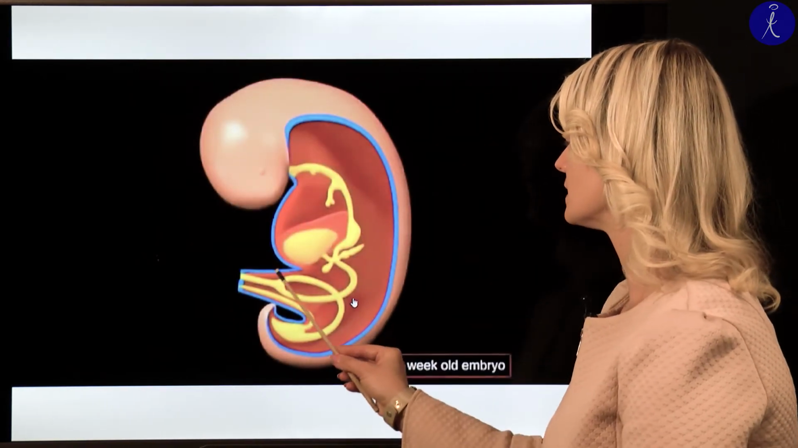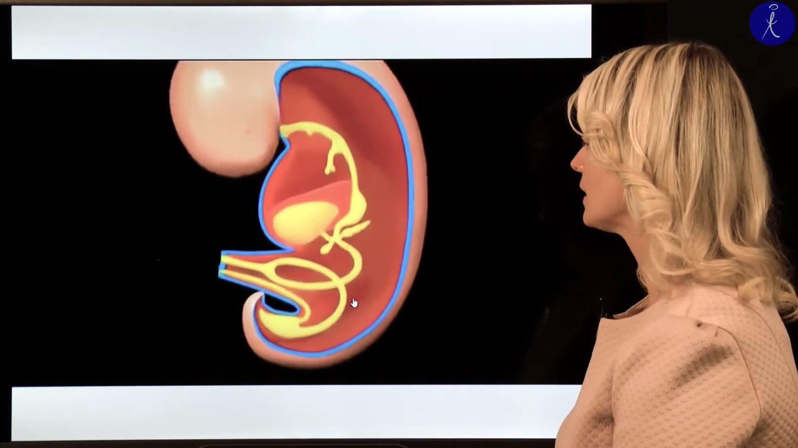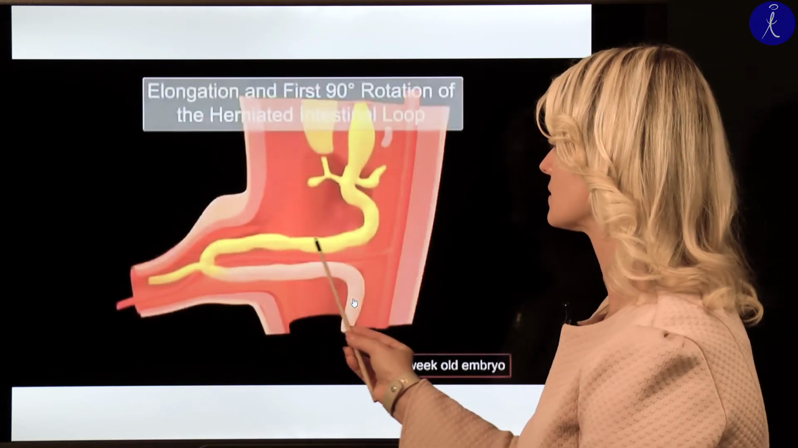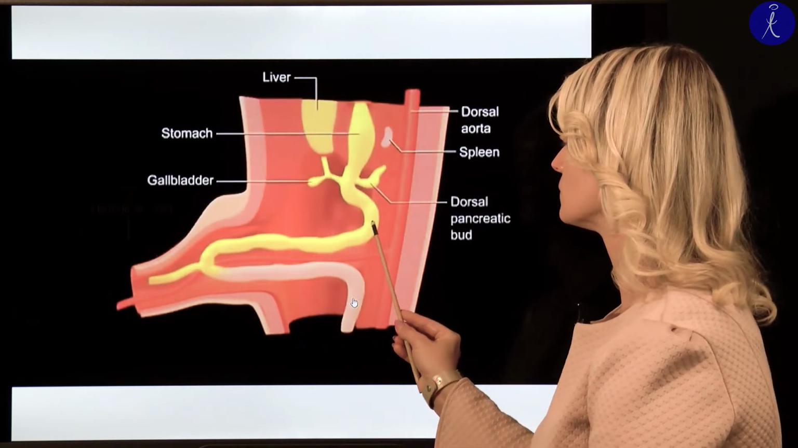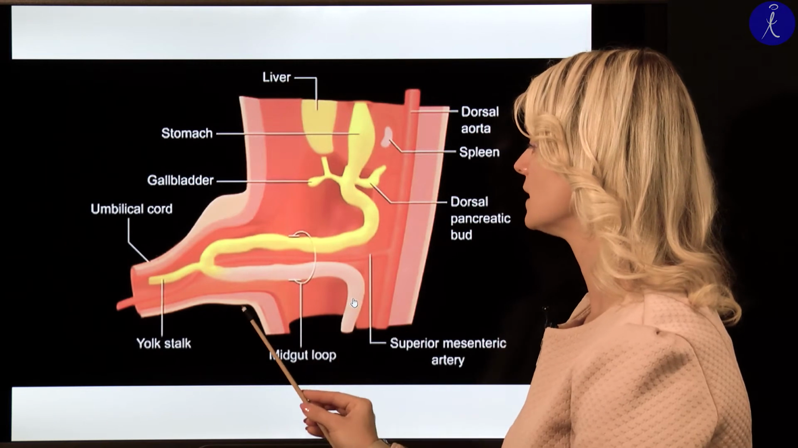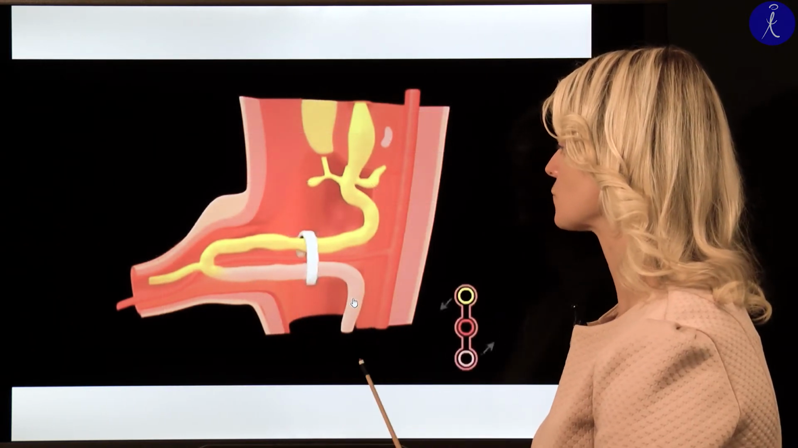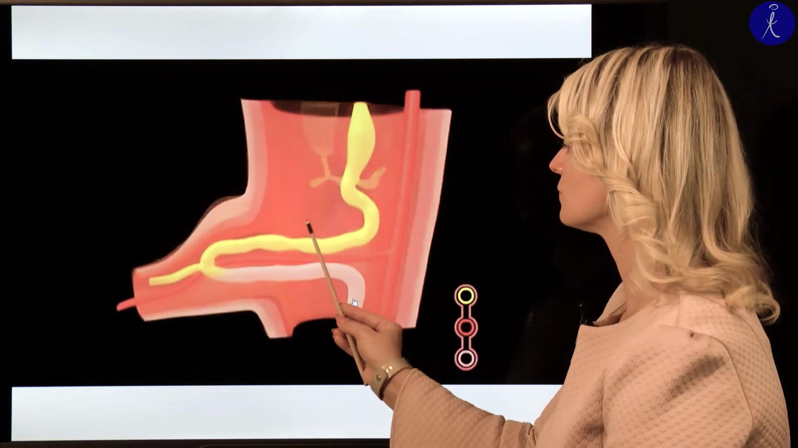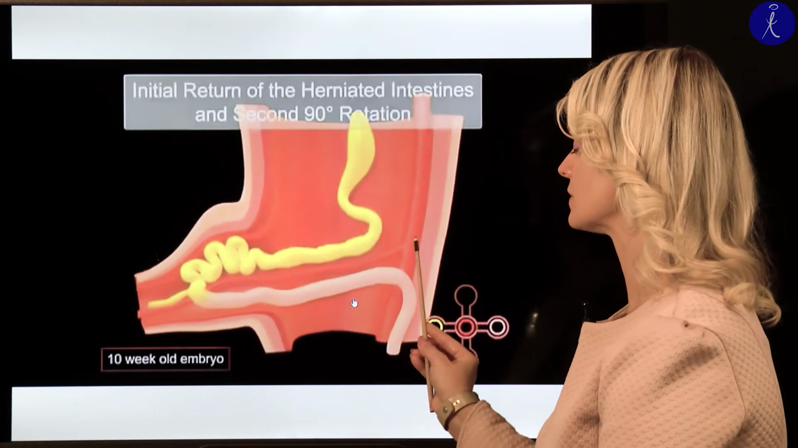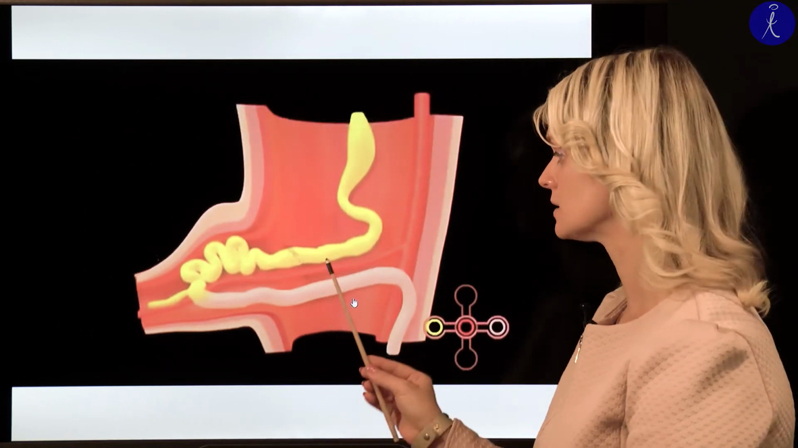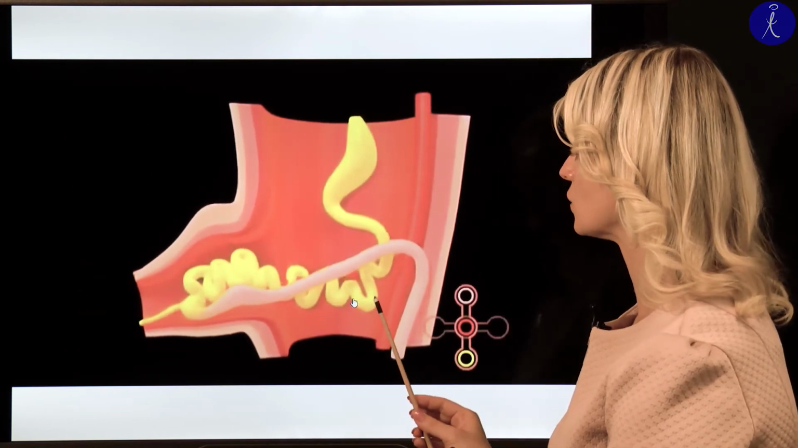Here you can see the primitive intestinal loop there, and this is the cranial part and the caudal part: duodenum, jejunum, one part of the ileum, cecum, ascending transverse colon. The first rotation will be 90 degrees around the superior mesenteric artery, which you can see in the middle. And there you can see the small intestinal loops.